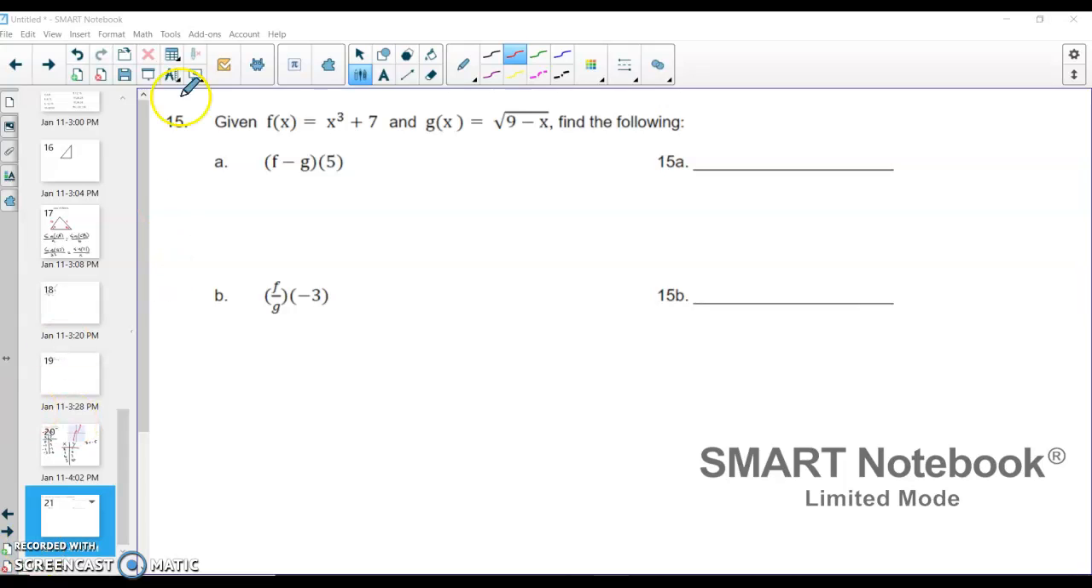Okay, here's my video for problem 15, part B. What we're doing here is we're going to do the f function divided by the g function and evaluate it at -3. And there's two different ways to set up a problem like this.